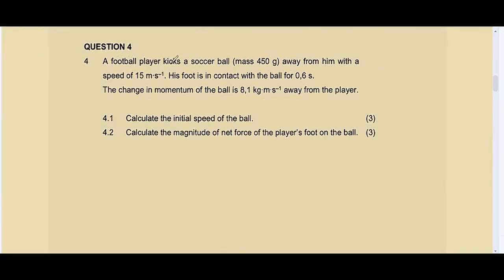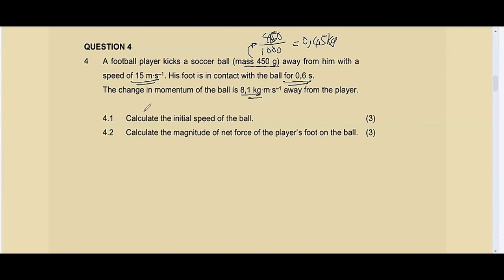Okay, so we have question 4. It says a football player kicks a soccer ball of mass 450 grams. So what we are supposed to do with this 450, we divide it by 1,000 because we can see it is not in the desired SI unit. So remember the trick with this, immediately you see that something is not in the desired SI unit, convert it right away. Then they say he kicks a soccer ball away from him with a speed of 15 meters per second. His foot is in contact with the ball for 0.6 seconds. The change in momentum of the ball is 8.1 kg meters per second away from the player.